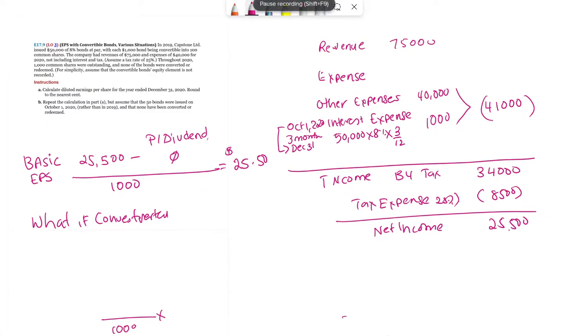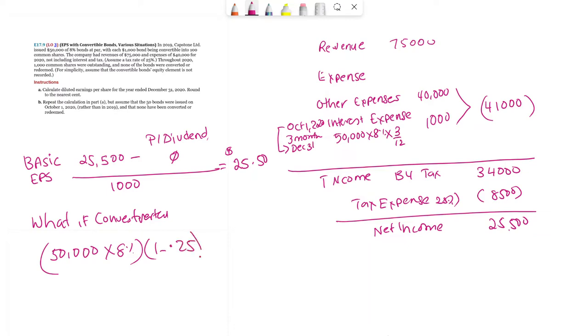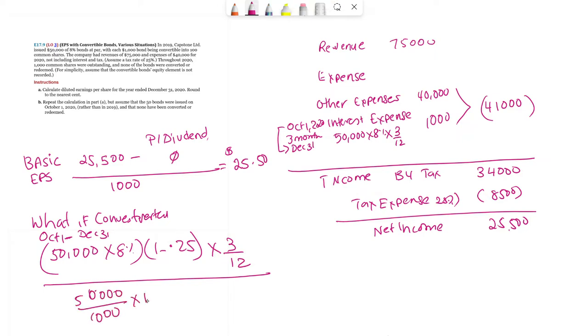So now, of course, our numbers are a little bit different, but not the same. In this case, we have 50,000 bonds, and then we pay 8% interest. Since it's an interest expense, 1 minus the tax rate times 3 divided by 12, because we issued the bond in October. It can only be converted from October 1st to December 31st. So in this case, 3 divided by 12. At the bottom, we have 50,000 bonds. Each 1,000 bond can be converted into 100 shares, and then we multiply by 3/12. Whatever we do at the top, we have to do it at the bottom.